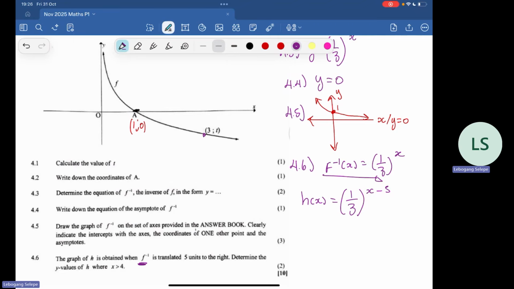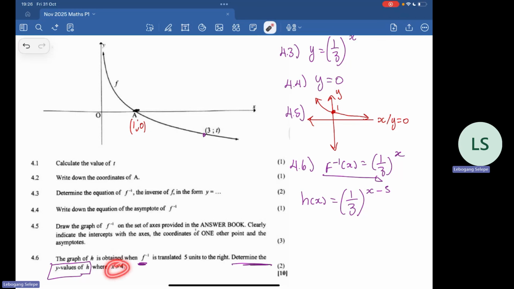So let's read the question. Determine the values of y. Usually in the exams, they would ask you to find the values of x where y is that or whatever, right? But in this case, they want the values of y provided that x is bigger than 4. So first things first, let's find the critical value where x is equal to 4, right? That would be our critical point.